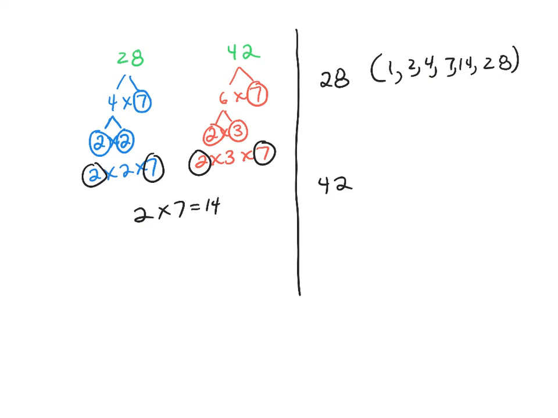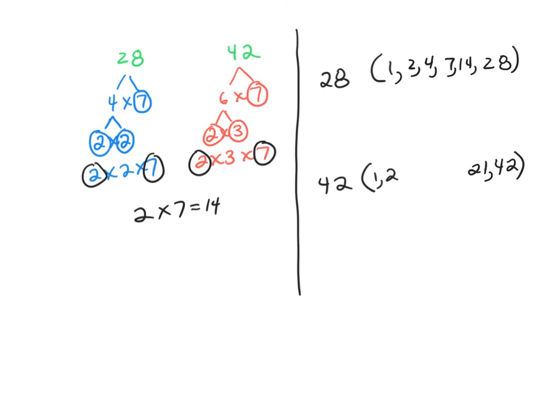Once again, sometimes the problem with this is if you miss a pair of factors, it could cause problems for finding the greatest common factor. For 42, I'm going to do exactly the same thing. I know that 1 times 42 is equal to 42. And I also know that 2 times something is going to give me 42 because 42 is an even number, 2 times 21.